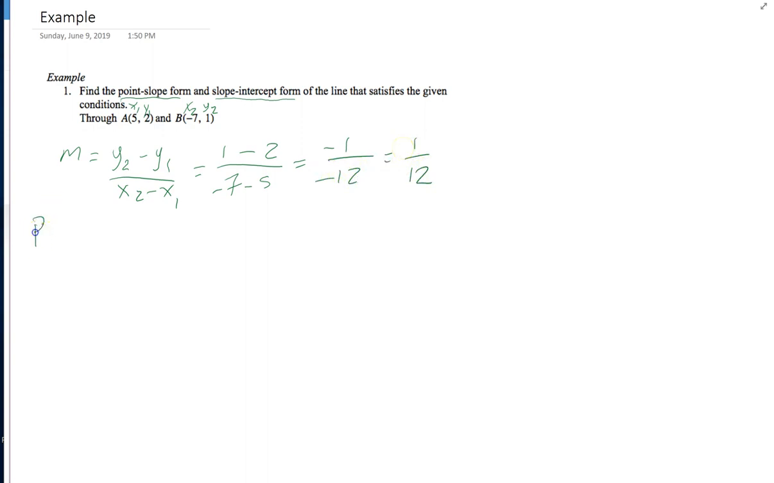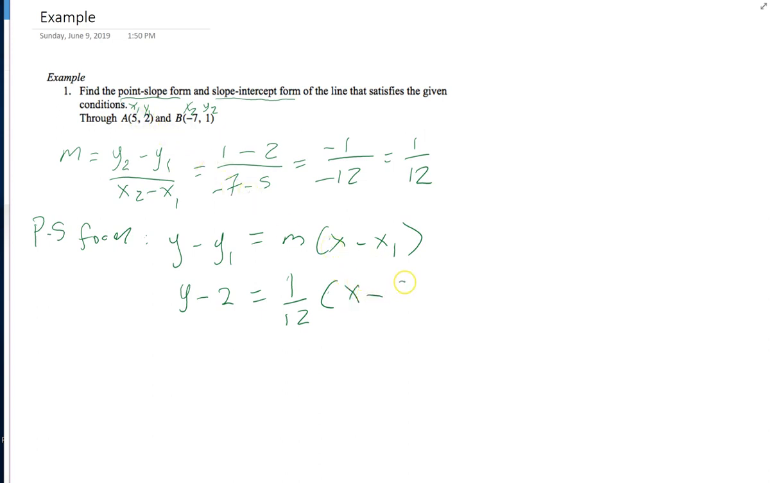Now for the point-slope form of the line, remember that was y minus y sub 1 is equal to m times (x minus x sub 1). So we keep our y minus, we replace y sub 1 with 2, is equal to m, which is 1/12, parentheses x, we keep our x as x, minus x sub 1, which we chose to be 5. And so this is our equation in point-slope form.